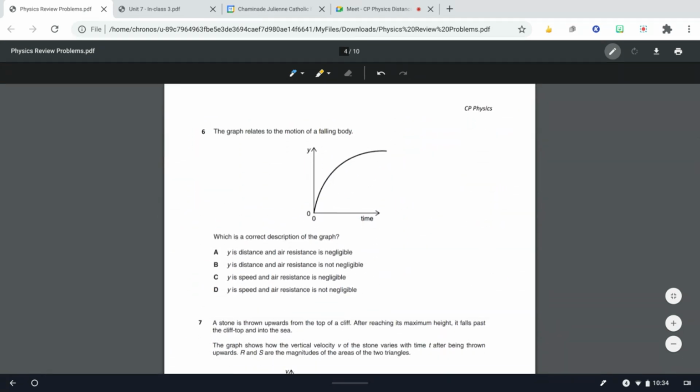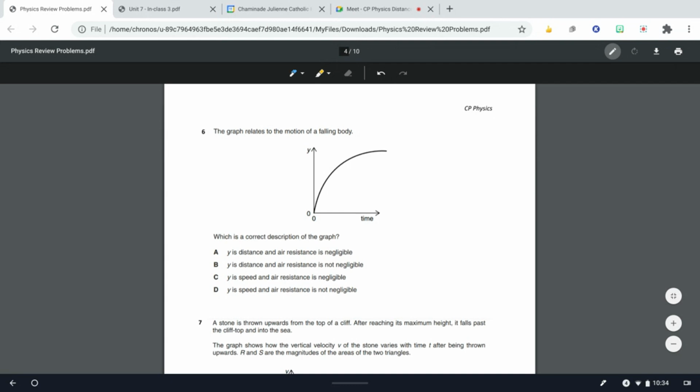What about question number 6? I put D. I wasn't really sure, but I just put D, and I don't know if that's right.